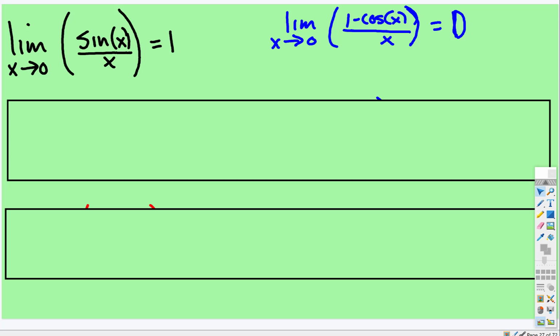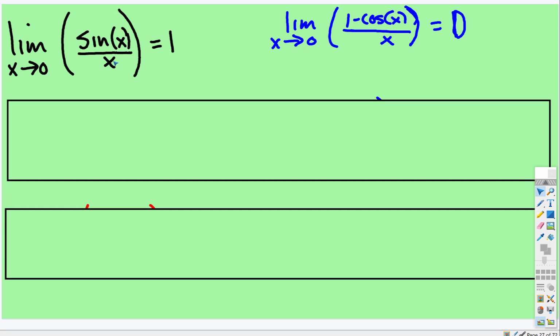Okay, in the early part of learning limits, these are two limits, probably a good idea to memorize. Later on, when you learn L'Hopital's rule, you don't have to memorize them. You can just use L'Hopital's rule to simplify. But here they are. The limit as x approaches 0, sine of x over x.